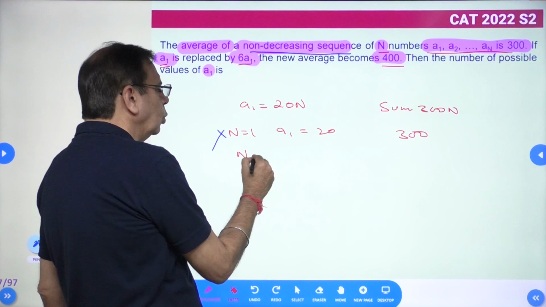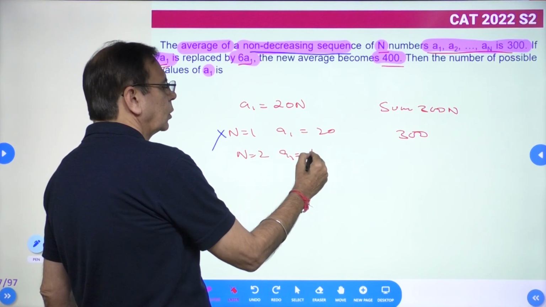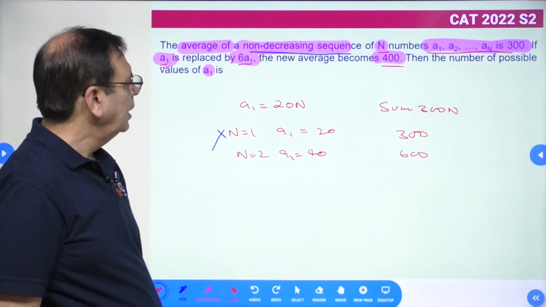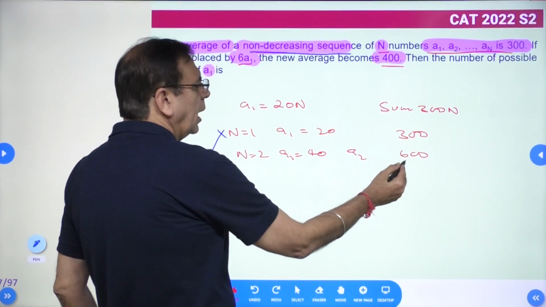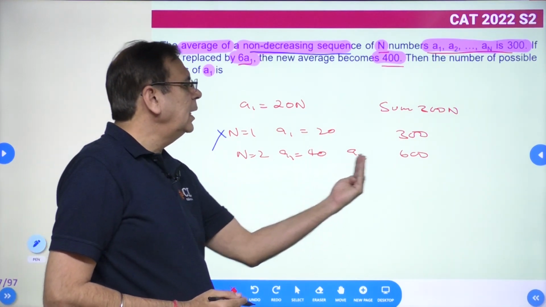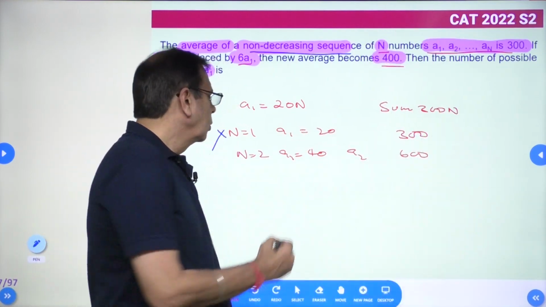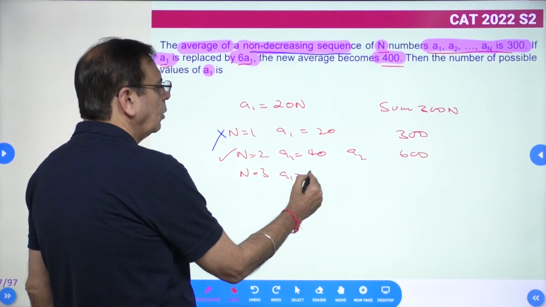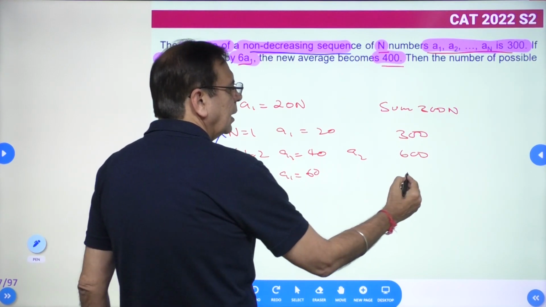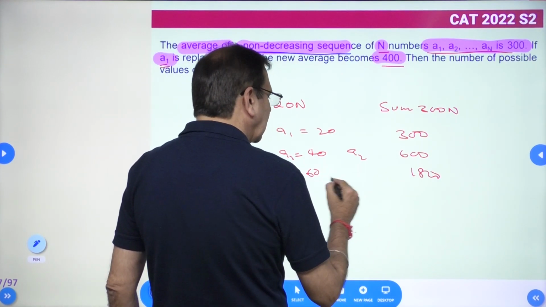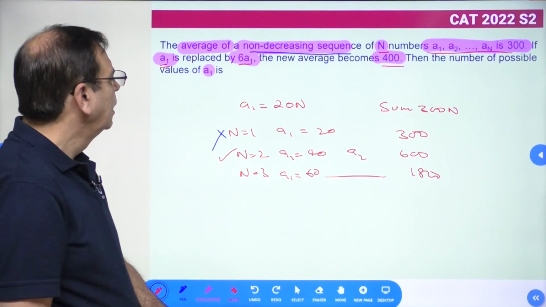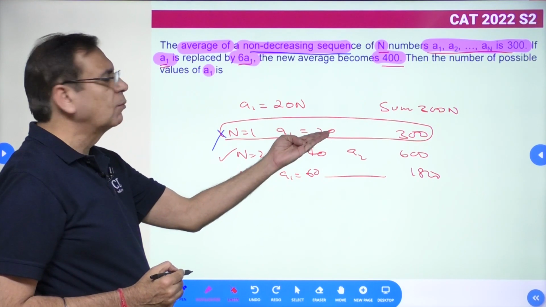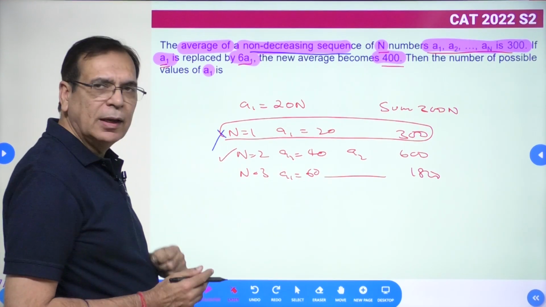If n is equal to 2, A1 will be equal to 40. My sum has to be 600. Yes. A2 will come. I can get A2 as 600 minus 40. I will increase the value of A2 accordingly. So this is a possible case. N equal to 3. A1 will be equal to 60. And similarly, the sum will be 900. I can obviously get the sum of three numbers to be 900. The problem in the first case was that the sum of one number cannot be 300 because that number is 20. But all other cases will be possible.